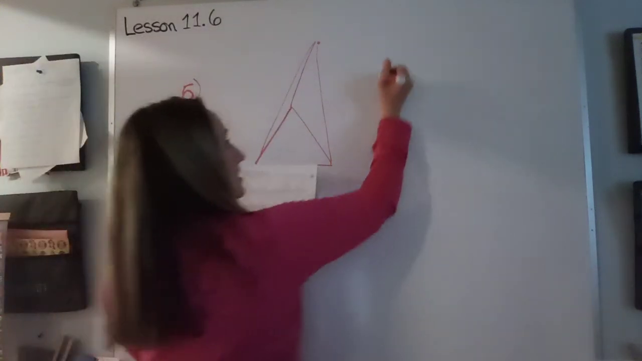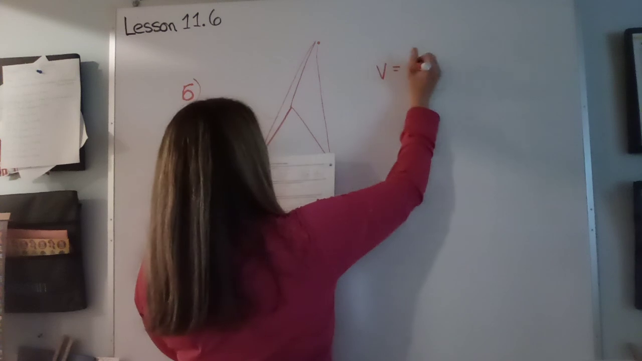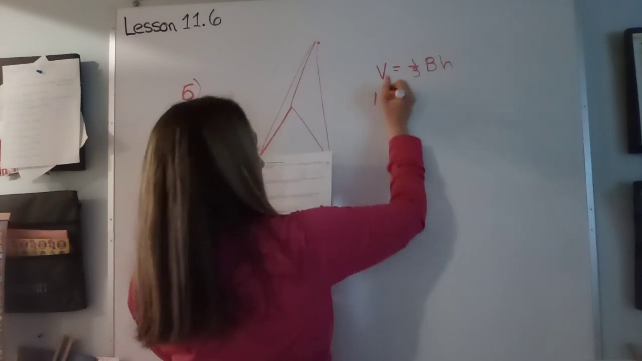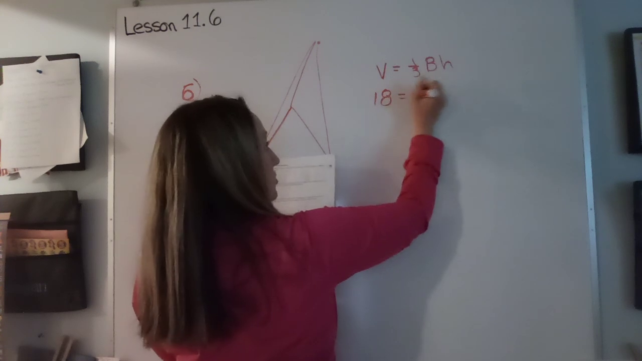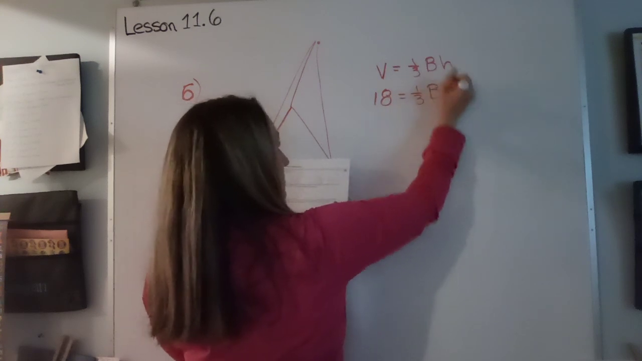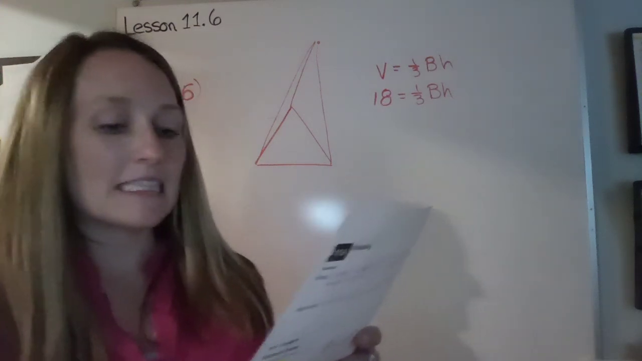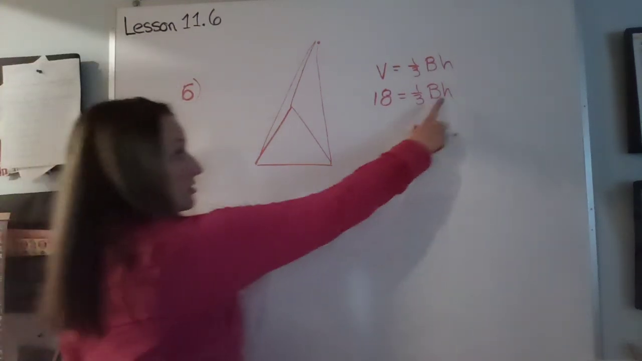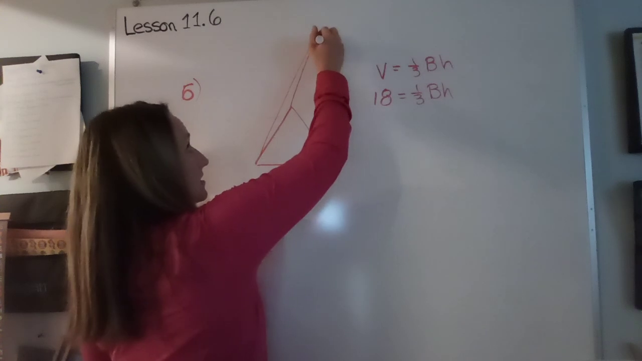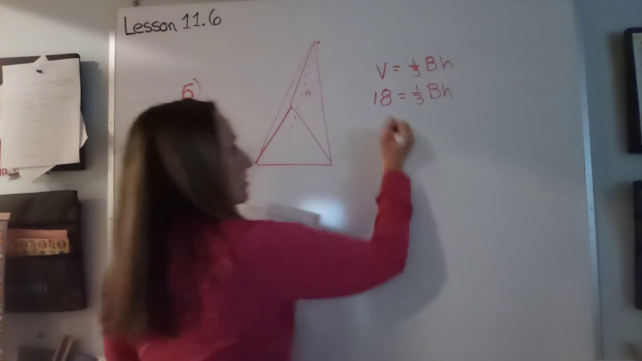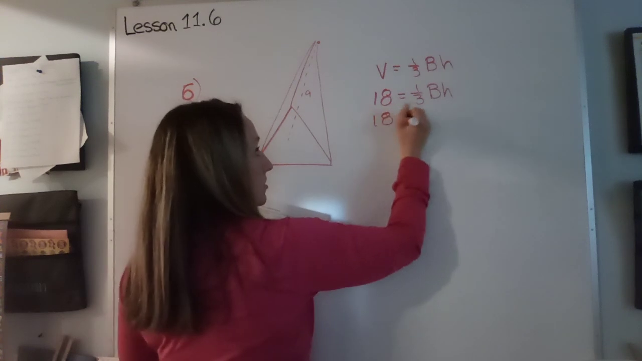There's a volume of 18 cubic inches. So volume equals 1/3 base times height, and it's 18 centimeters. I think I said inches before. All right. It says the height of the pyramid is 9. So the height of the pyramid is 9, right? This height right here from top, that's 9. So I can fill that in for H.